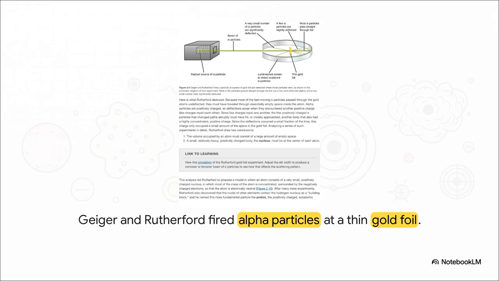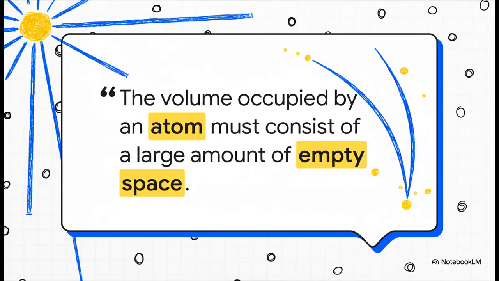Now, they fully expected these heavy alpha particles to basically punch right through the diffuse soup of positive charge, maybe deflecting just a tiny, tiny bit. They set up a luminescent screen all around it to see exactly where the particles landed after hitting the gold. But the results were completely shocking. While most particles did pass straight through just like they expected, a very small number were deflected at massive angles. Some of them even bounced straight back, literally bouncing off the foil. So the crucial point is Rutherford's groundbreaking conclusion. The volume occupied by an atom must consist of a large amount of empty space. The positive charge wasn't spread out evenly at all.